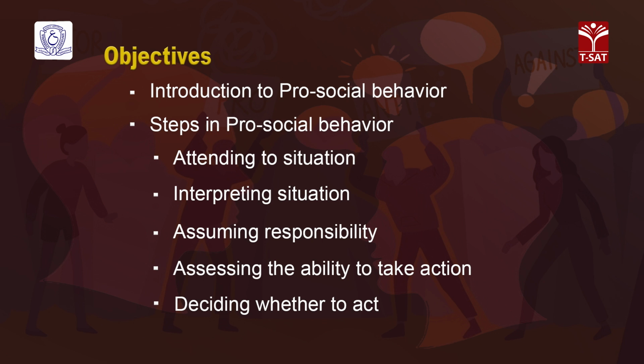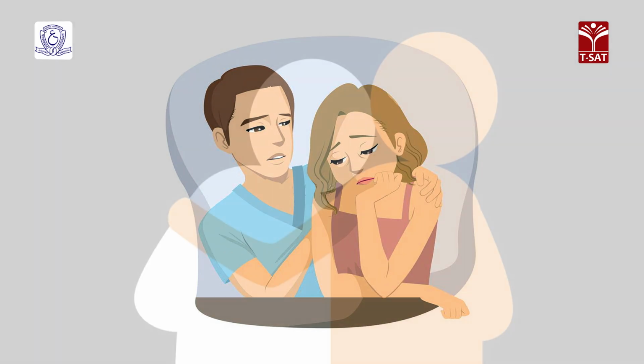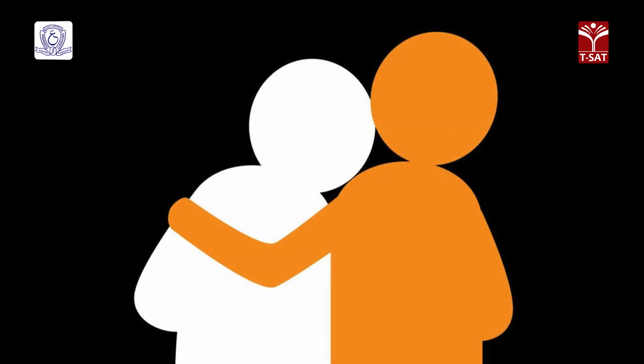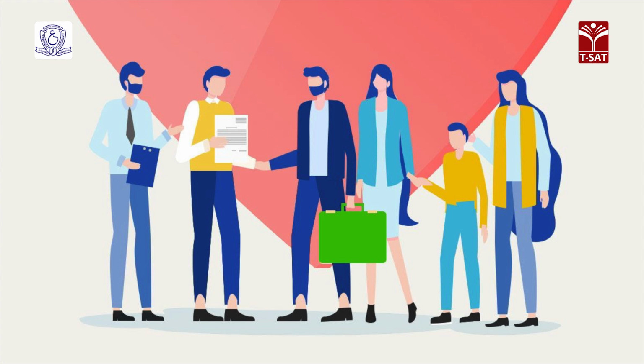So, before proceeding to the lesson, we will see what exactly we are going to discuss. When we say steps to prosocial behavior, the decision of helping or not helping goes through a series of decision making, and the likelihood of a person engaging in a prosocial act is again determined by a series of decisions that must be made quickly by those who witness an emergency.